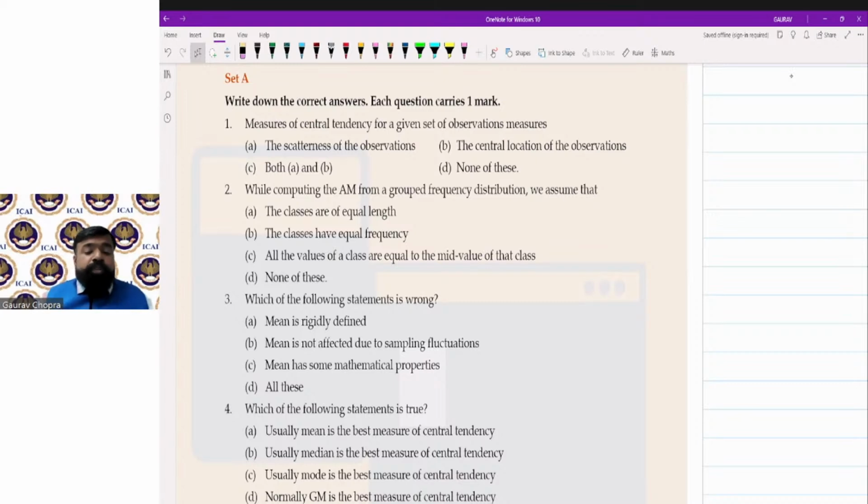These are theoretical MCQs. Measure of central tendency for a given set of measures. तो central tendency क्या measure करता है? It measures the central location of observation, that is the central value.